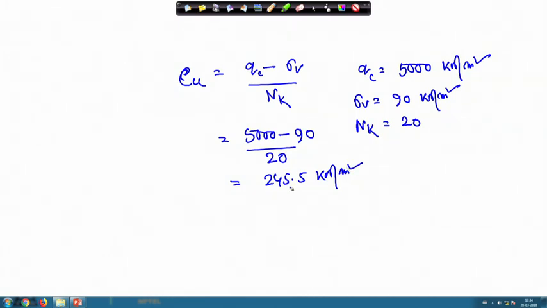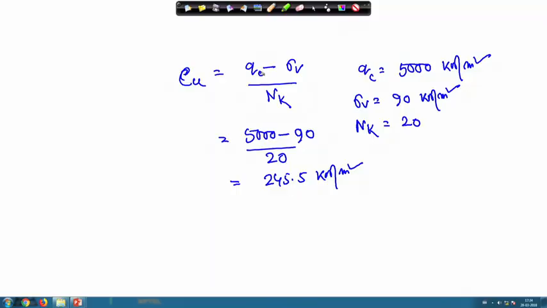So, automatically, if the qc value decreases, that means the soil has less strength, so the cu value will also decrease. This is one example for the cone penetration test. Now, another example I can give you is for the pressure meter test.